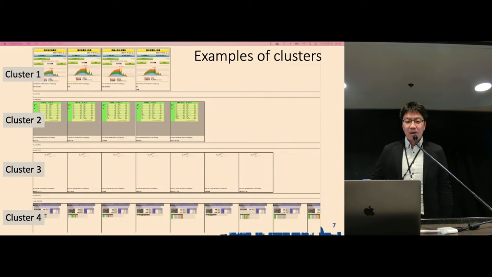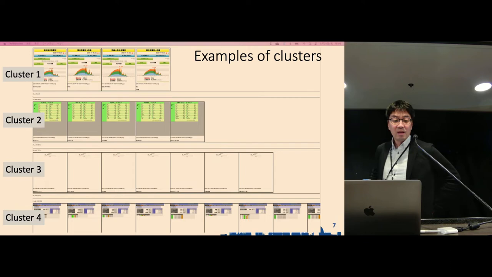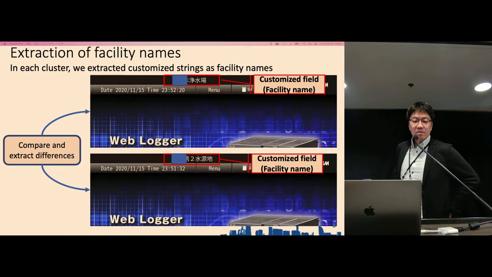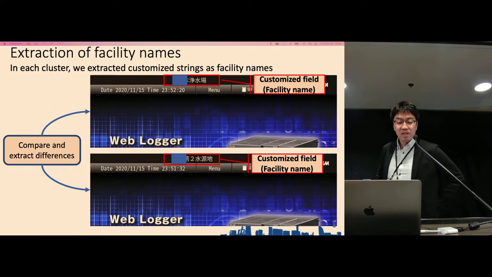This slide shows an example of the clusters. As you can see, each device model has a similar web UI, and each cluster corresponds to a device model. And next, I'd like to talk about the extraction of facility names. Specifically, we compare the descriptions of the web UI and extract differences, which are the customized fields, for example, the facility names.